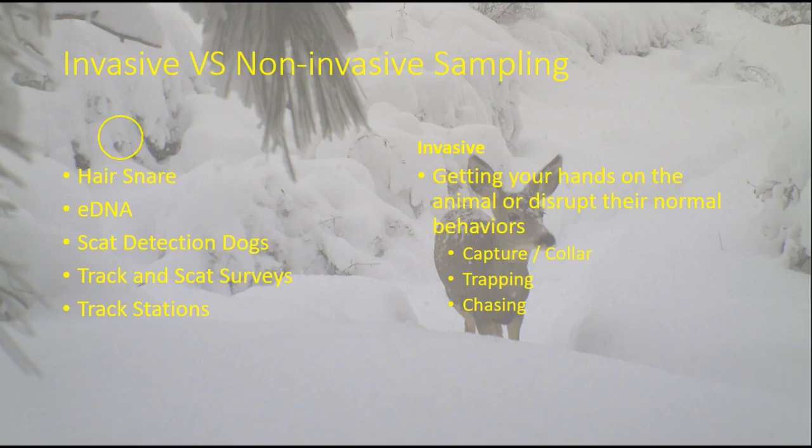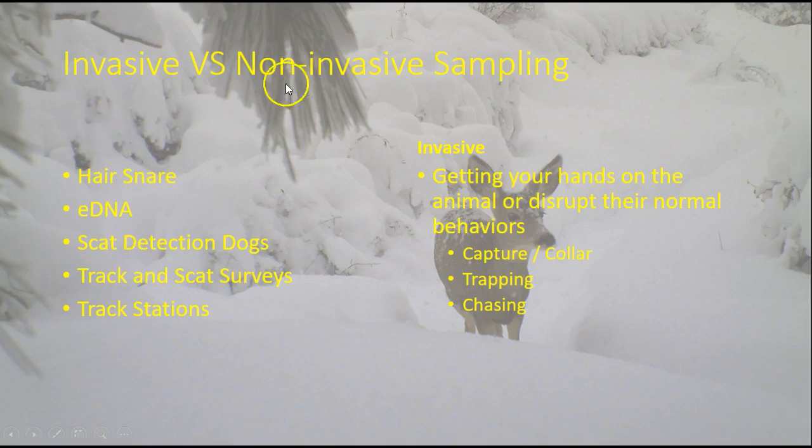We can collect scat or use scat detection dogs to find scat to see what was in the area and do a scat survey. We can do tracks as well as scat surveys, so we might go out and estimate maybe abundance of animals based on how many tracks were there. And we can actually lure animals to particular stations in order to leave their tracks and do track stations. So these are just a few of some non-invasive sampling methods that we could use.